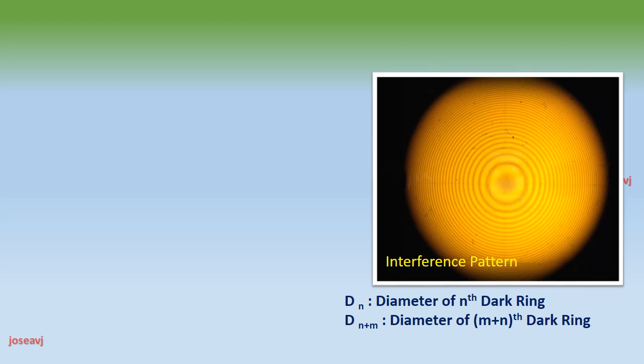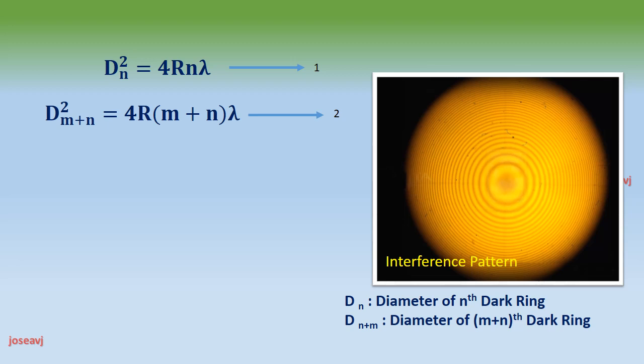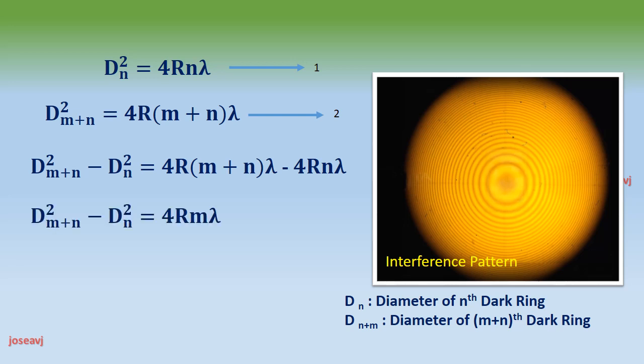Let Dn be the diameter of the nth dark ring and D(m+n) be the diameter of the (m+n)th dark ring. We can write Dn² = 4Rnλ and D(m+n)² = 4R(m+n)λ, where R is the radius of curvature of the plano-convex lens. Equation 2 minus equation 1 gives D(m+n)² - Dn² = 4R(m+n)λ - 4Rnλ. Simplifying, we get D(m+n)² - Dn² = 4Rmλ, or λ = (D(m+n)² - Dn²)/4Rm.